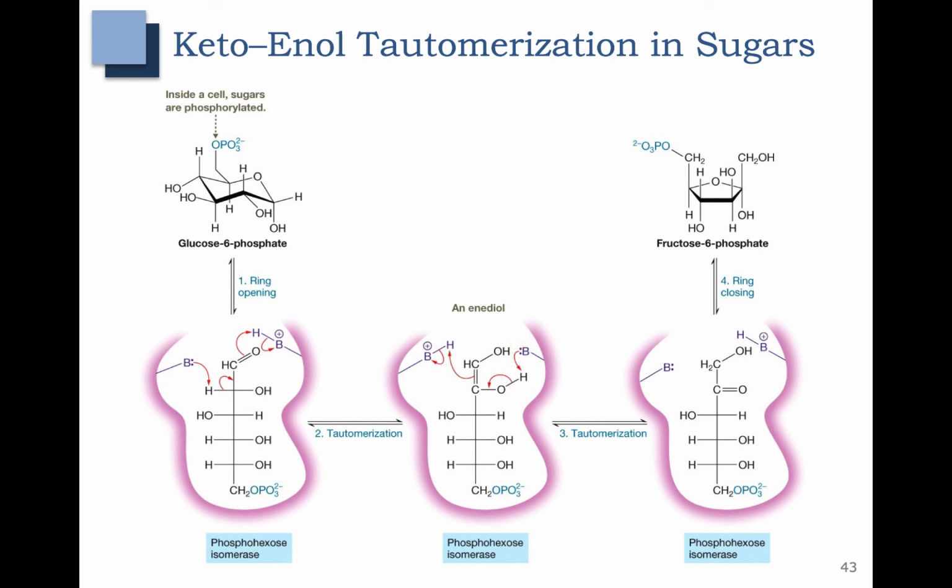Undergo another tautomerization reaction, enol to keto, and this is a new keto form because we went from an aldehyde over here to a ketone over here, and then it opens again to form fructose. So this is how glucose can convert to fructose inside your body.